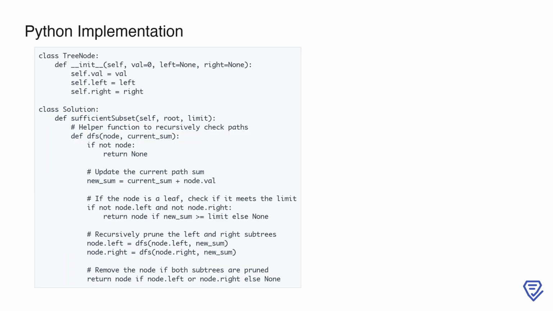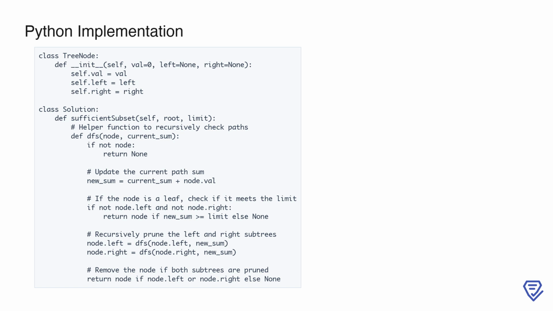Here, we begin by defining the structure of a binary tree node using the TreeNode class. Each node contains a value, as well as references to its left and right child nodes, which are initialized as None by default. Next, we define the Solution class with the sufficientSubset method, which takes a root node and a limit as input. Inside this method, we define a helper function called DFS to perform a depth-first traversal of the tree. This function takes a node and the current path sum as arguments.